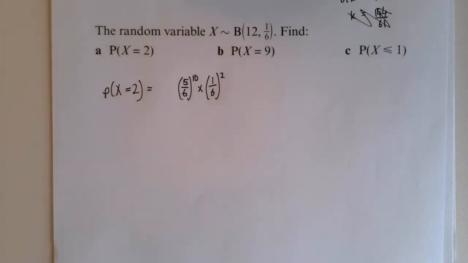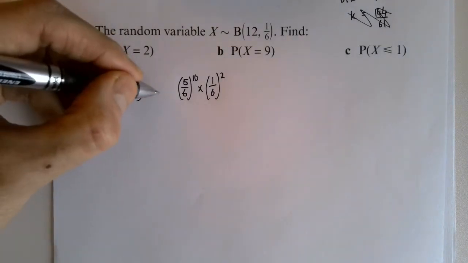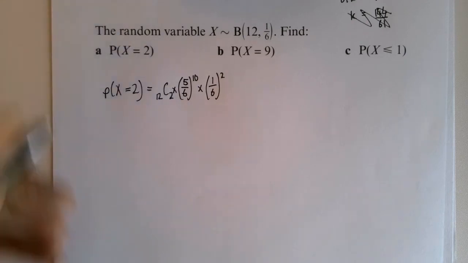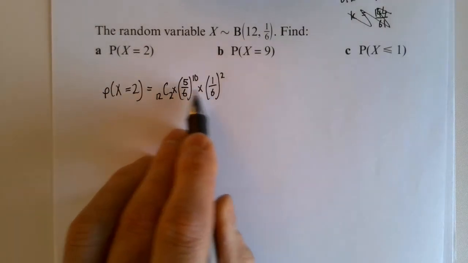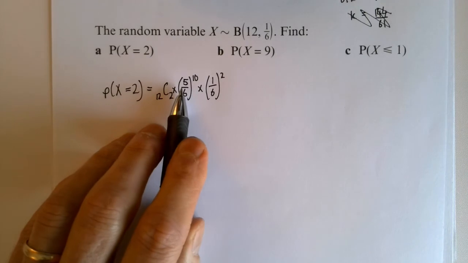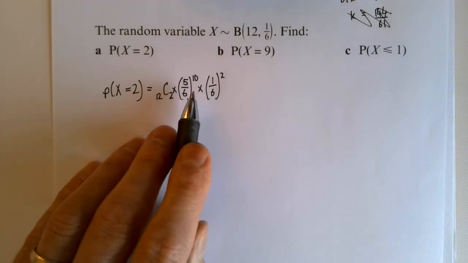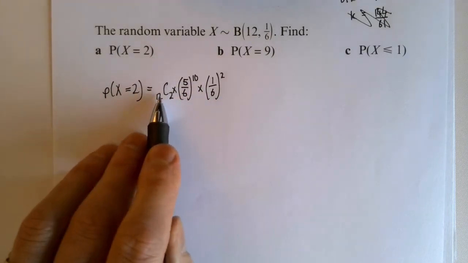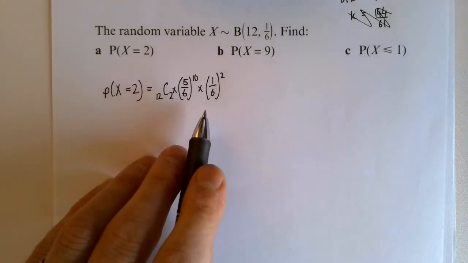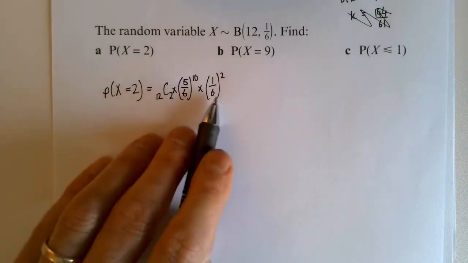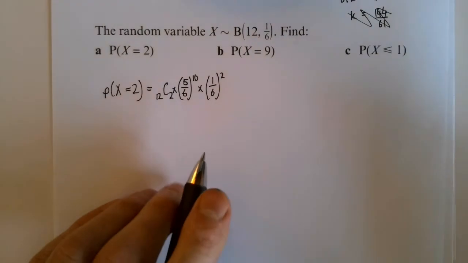But don't forget you also need 12C2, because that probability there is just the probability that you fail for the first 10 goes and you succeed for the last 2 goes. There's obviously lots of different ways you could get 2 successes out of 12, and that's why we multiply it by 12C2. So I can type that in on my calculator and get my answer.